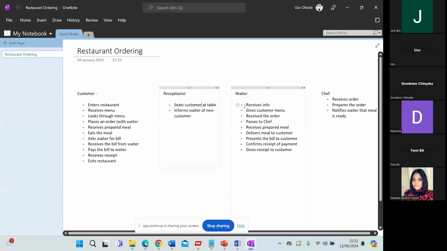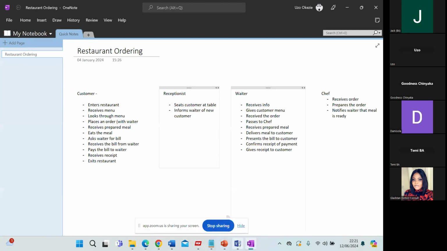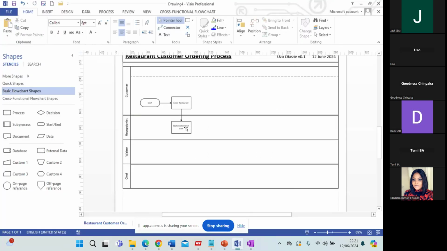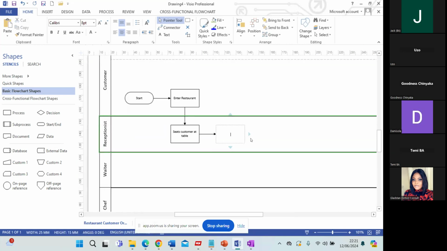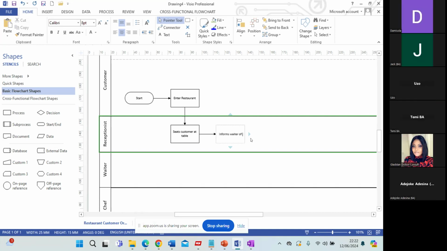And then the next task is informs the waiter of new customer. So we go back again. The next task is also the receptionist. So rather than drag and drop, remember we dragged and dropped before, we can just use one of these connectors and click on this, and it gives us a task or an activity box. That's what it is. It's a process, but it's like an activity box. So informs waiter of customer.